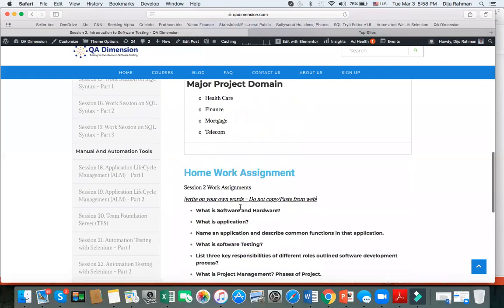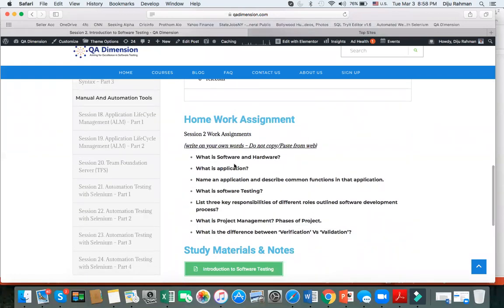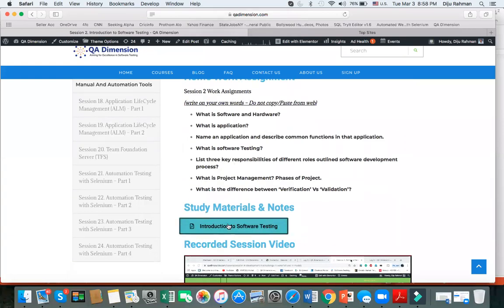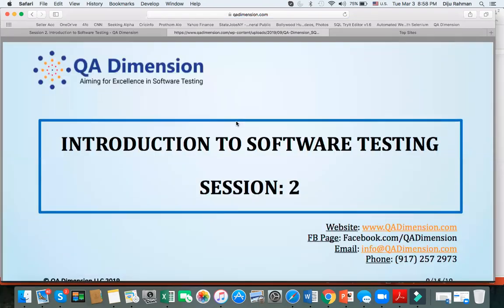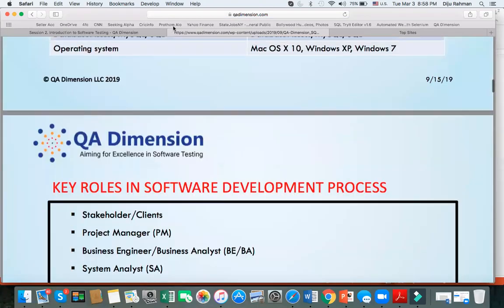And then you're going to have some homework assignment. For that homework assignment, you have to send me an email answering all these questions. And then you'll have study materials. Let's say in session 2, whatever I cover, I will post everything in here. You'll just click on it and see that page, which will show you whatever lectures I covered in that session. You click on it, and that's what comes back. So that's pretty much what it is.